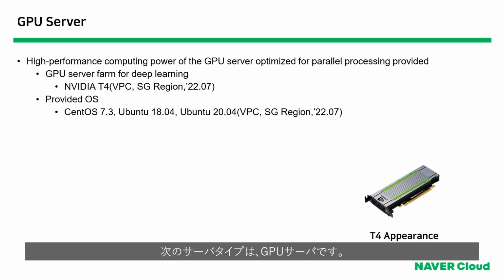The next server type to look at is the GPU server. GPU server is a server type that can process multiple high-performance computations at the same time, and it is suitable for high-performance computing such as deep learning, artificial intelligence, and autonomous driving. As of July 2022, NAVER Cloud Platform provides the T4 model for GPU servers in the VPC environment of the Singapore region. In the Singapore region, NAVER Cloud Platform's GPU server offers CentOS and Ubuntu OS.